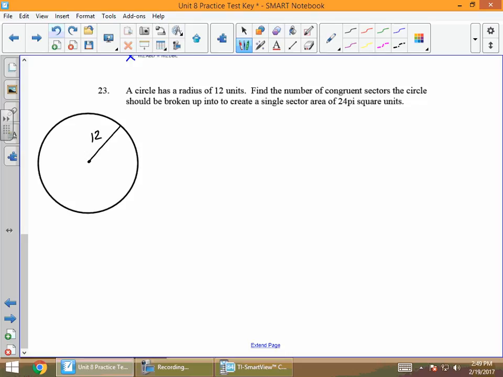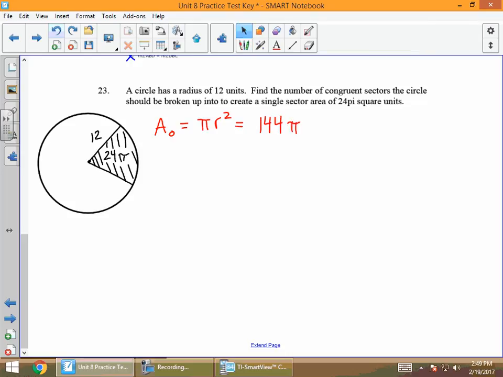Find the number of congruent sectors the circle should be broken up into to create a single sector area of 24 pi square units. So I want this area in here to be 24 pi. I want to know how many of those 24 pi's I can get. Well, let's find the area of the entire circle. The area of the entire circle is going to be pi r squared. And I know that r is 12, so that's 144 pi. That's the area of the entire circle.